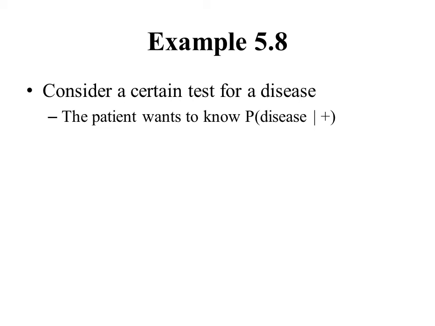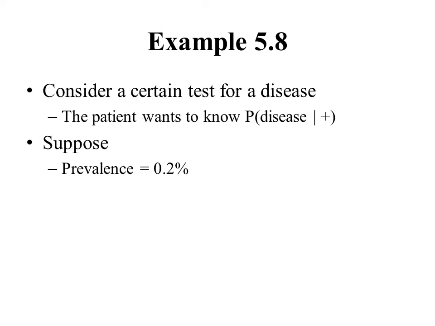Well, let's look at example 5.8 from the book. Consider a certain test for a disease. Now what the disease is and what the test is isn't terribly important for our purposes. Let's suppose that a patient tests positive and they want to know the probability that they actually have the disease. Now, we'd like to think that this probability is 1 or 100%, but tests for diseases are not perfect. As we've seen before, there's a possibility of false positives or false negatives. So this probability should be 1, but it's not.